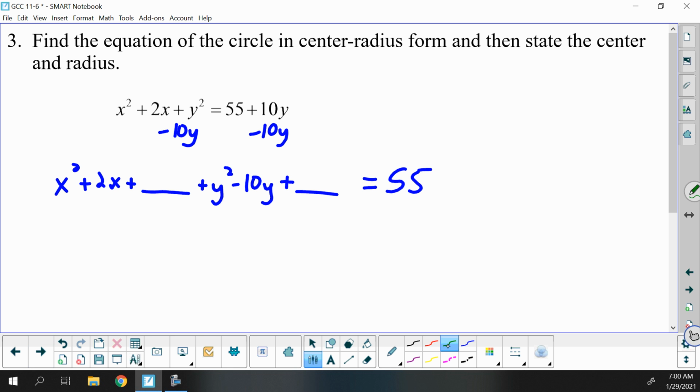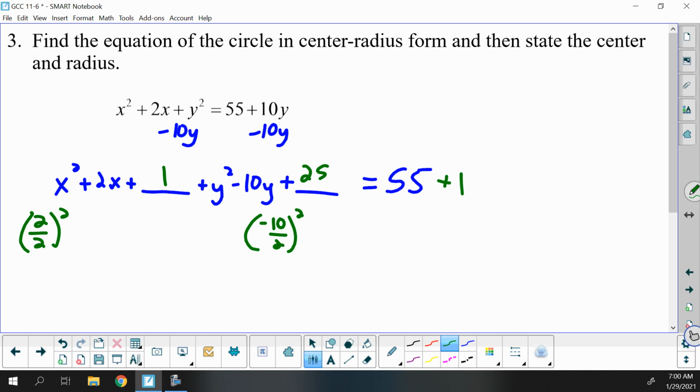So we need to do our b over 2 and then square it. So we're going to have 2 over 2 squared for the x's, and we'll have negative 10 over 2 squared for the y's. 2 divided by 2 is 1. 1 squared is 1. So we'll add 1 to both sides. Negative 10 over 2 is negative 5. Negative 5 squared is 25.